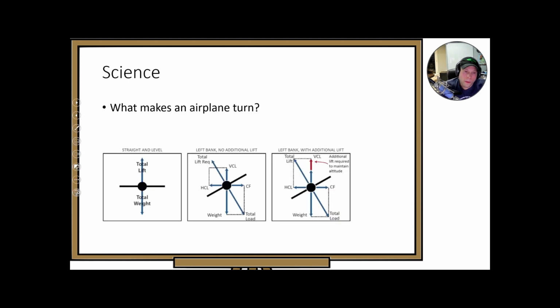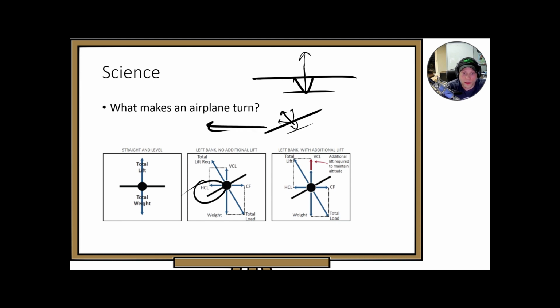So let's talk about what makes a plane turn. A lot of people think that it's the rudder, like a boat. But we know different. What is it? It's the horizontal component of lift. As we roll an aircraft, our lift vector from our wings rolls from being vertical to having a vertical and horizontal component. And it's that horizontal component of lift that pulls the aircraft through the turn.